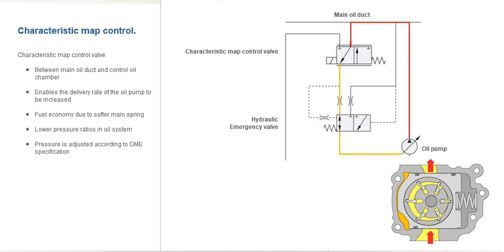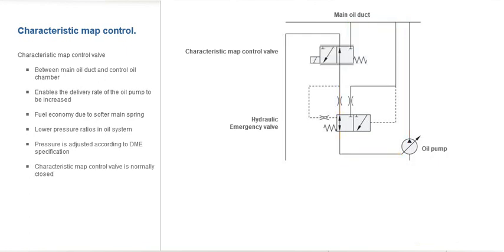If a higher system oil pressure is required, the characteristic map control valve can increase the delivery rate of the pump by reducing the pressure in the control oil chamber. The DME can therefore adjust the oil pressure in this manner if required. The characteristic map control valve is normally closed, which means that no more oil reaches the control oil chamber via the characteristic map control valve if it drops out.